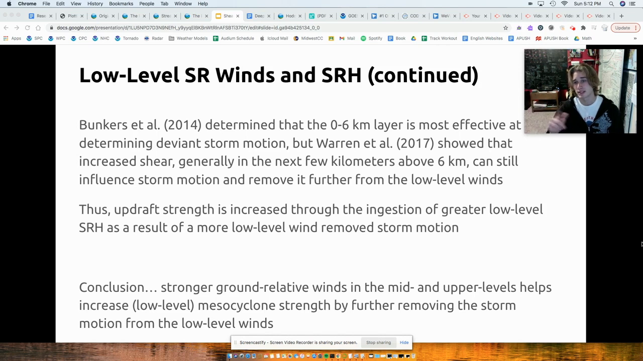Warren et al. explicitly showed this. Simulated supercells where there was higher shear in that 0 to 7, 0 to 8, 0 to 9 kilometer layer had slightly stronger mesocyclones, I believe, because the mesocyclone strength was increased through those nonlinear processes, which is the ingestion of SRH. At the beginning of the presentation, I was like, okay, 0 to 6 or deep layer shear can be across any of these layers, so just increasing deep layer shear is good. It's just good for supercells, and that's kind of what this whole thing is about.